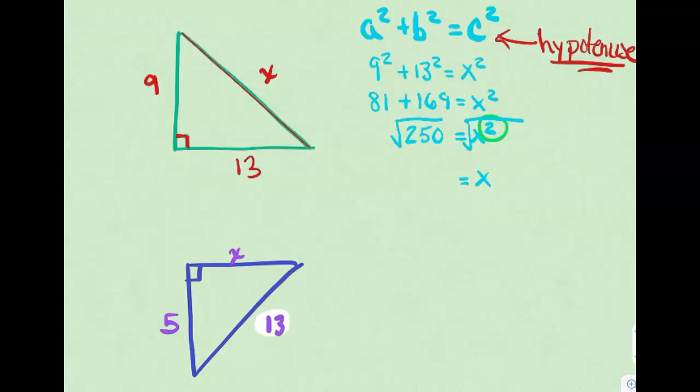So what we want to focus on with our square root here is to break up 250 into two multiples, one of them being a perfect square. So 25 is a perfect square, and 25 times 10 gives us 250. And now, what number can we multiply by itself to get 25? That would be 5, so our answer should be 5 square root of 10.